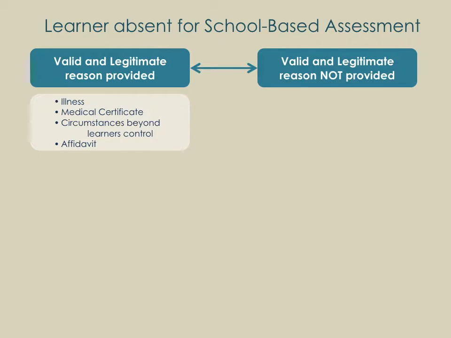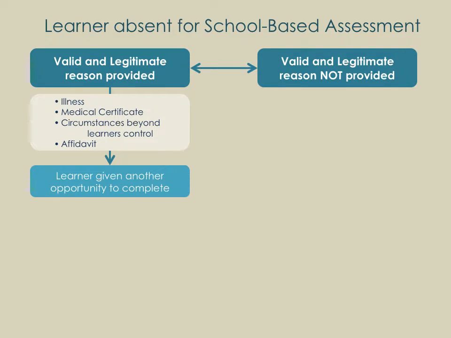The first is illness, when a learner genuinely is ill and is not able to come to school for whatever reason. And there the learner needs a medical certificate. The second is circumstances beyond the learner's control. So in a situation where maybe it's not an illness, but it might be a death in the family, it could be a number of things. But there the learner needs to bring an affidavit to say that that situation really did take place. With any of these scenarios, the learner needs to be given another opportunity to complete the task.